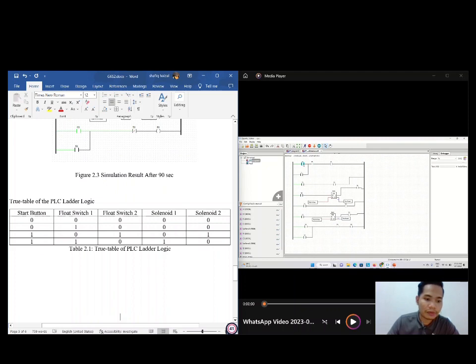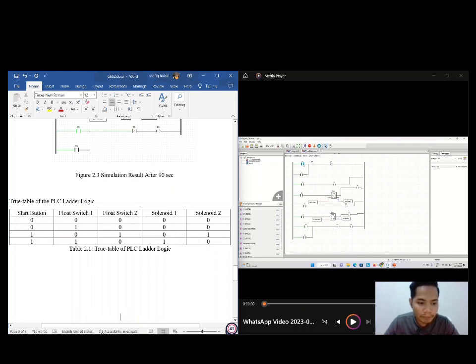Okay, what we can observe from the truth table is that solenoid 1 and 2 keep their condition at low state when the push button is in a low state or zero input. The high state of float switch 1 will affect solenoid 1, while float switch 2 will affect solenoid 2 to start working if the push button remains in a high state. Once the start button changes to state 1, solenoid 1 turns high state.